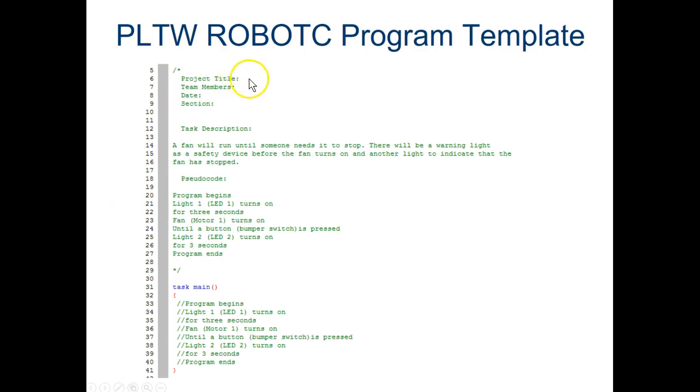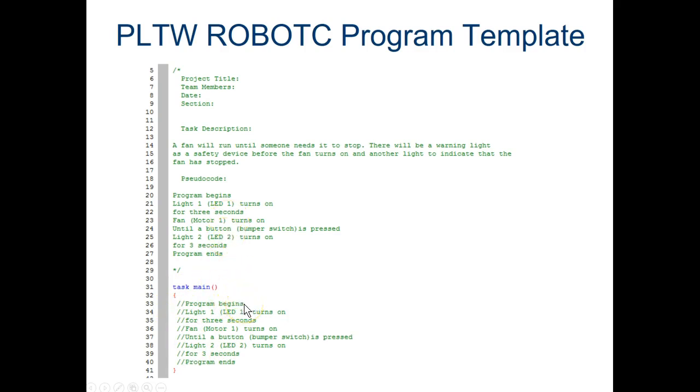So I would expect to see a project title, who's working on it, what's the date, what's a section I don't really care about. A task description, this is what your program is for. And then I would expect to see pseudocode listed like this. And then inside your program, this is where task main starts.